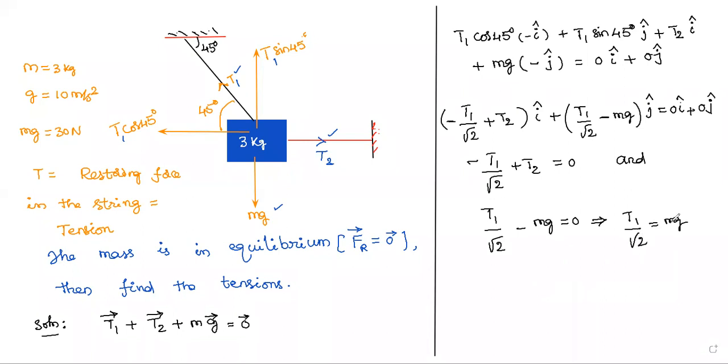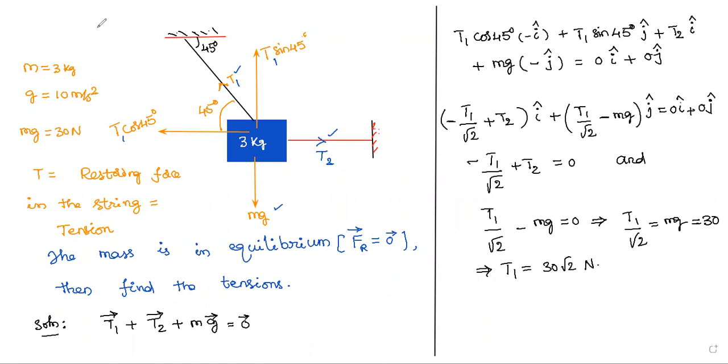Mg is given as how much here? 30. So T1 by root 2 equals 30. By cross multiplication, T1 is equal to 30 root 2 newtons, since it is a force, newtons.